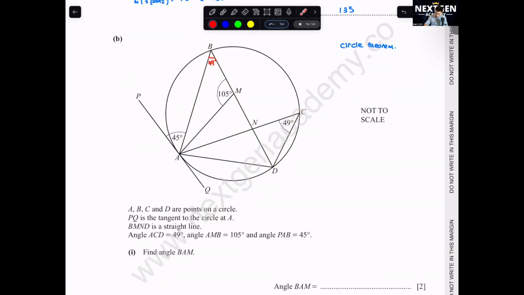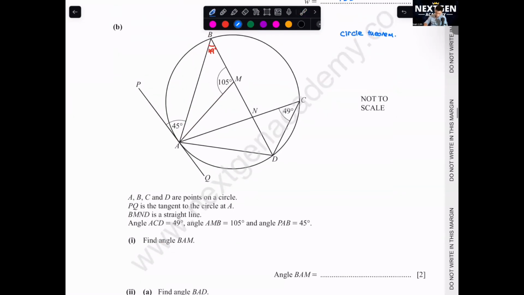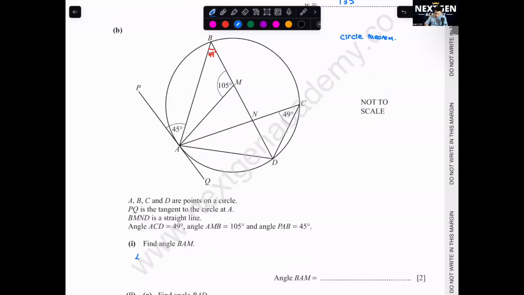What else do we need? BAM. Now we already have this, right? So what I would do, and what I think the mark scheme will give you, is that you write this down first: angle ABM equals 49 degrees. Angle ABM equals 49 degrees. Then we take the triangle. Angle BAM will be 180 minus 49 minus 105, which will get 26 degrees.